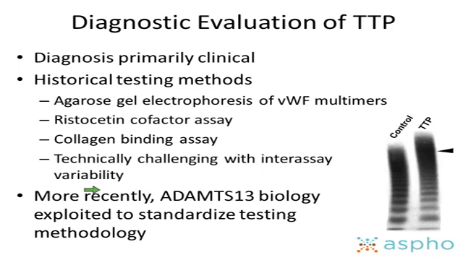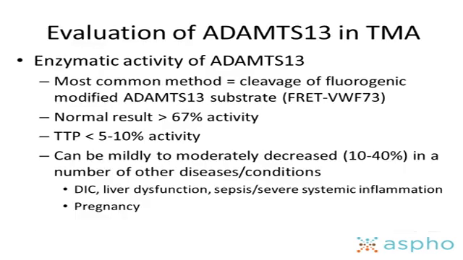But more recently, the biology of ADAMTS13 has been exploited to help standardize this testing. And currently, the most common method to test the activity of ADAMTS13 is to look at its enzymatic activity by cleavage of an artificial substrate of ADAMTS13 called FRETS-VWF73. And using this substrate, a normal result would be greater than 67% activity in most labs, and TTP would fall in this severely deficient category of less than 5 to 10% activity, depending on the reference lab in question.